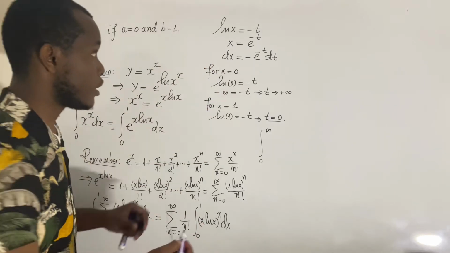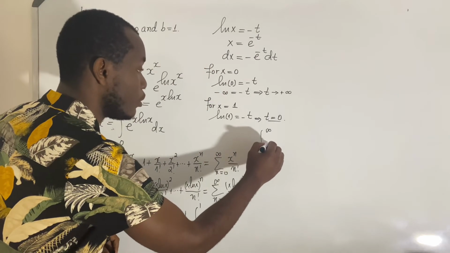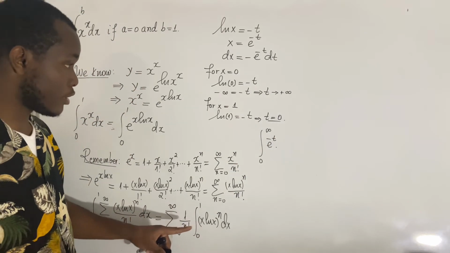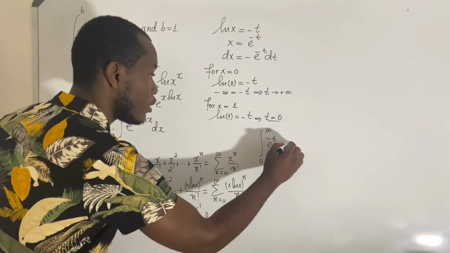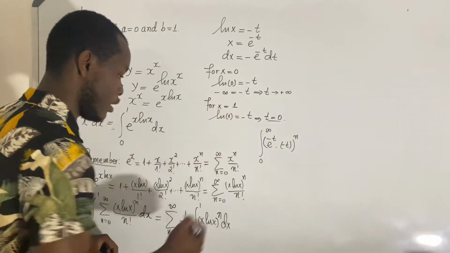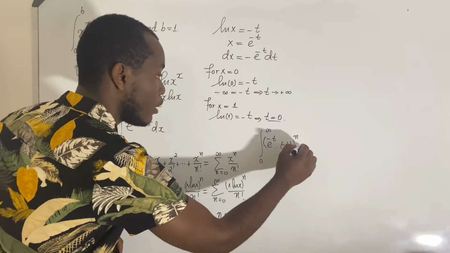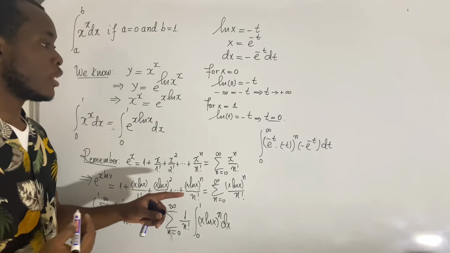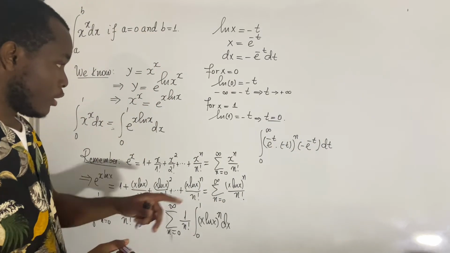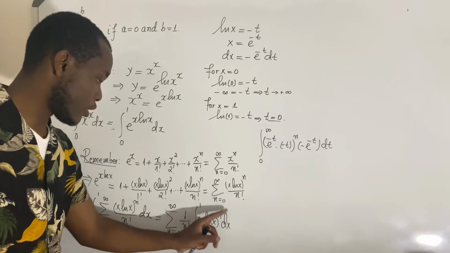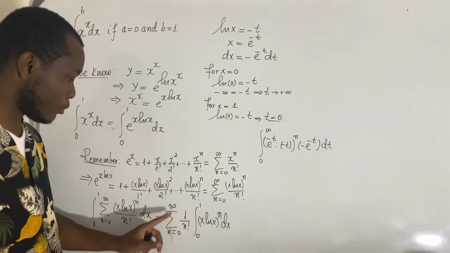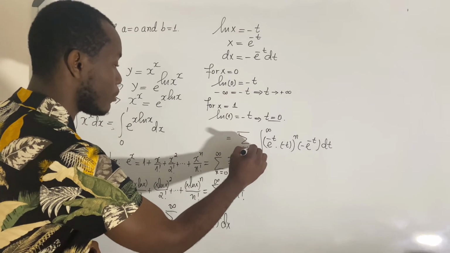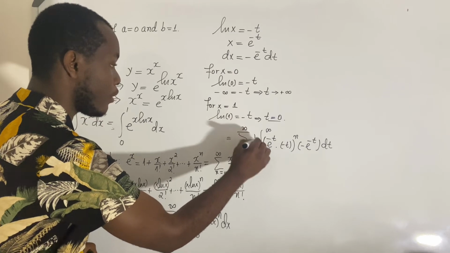Where there is x, we said it's Euler to the power minus t, and where there is ln x, we said it's minus t, all to the power n, and dx we set to be minus Euler to the power minus t dt. Okay, now remember, this expression is for this integral. There is still the outer part, which is this sum. So we can include here the sum from n equals 0 to infinity of 1 over n factorial.